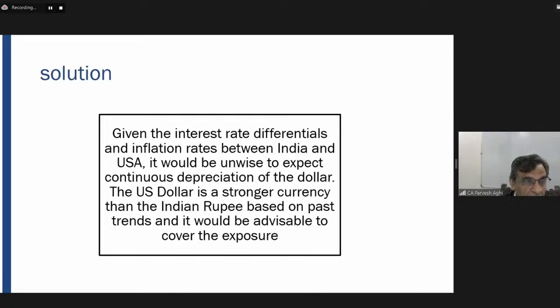Because of some particular reason, the forward rate is showing a depreciation of the US dollar, but it doesn't mean that the US dollar will depreciate for a long term. The US dollar is a stronger currency than the Indian rupee based on past trends, and it will be advisable to cover the exposure. I told you that at one time, $1 was equal to 1 rupee, and today it is close to about 74 or 75. So over the years, the dollar has appreciated over the Indian rupee, and by a rough calculation it is about 4 to 5% appreciation per annum, which normally reflects the interest rate differential between India and USA.